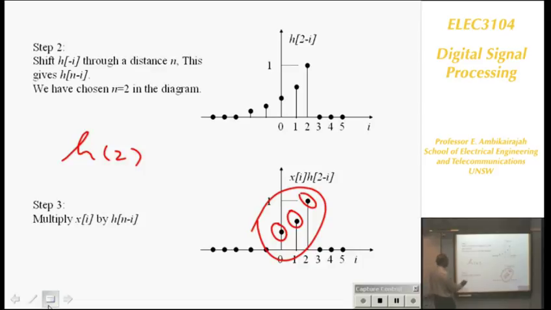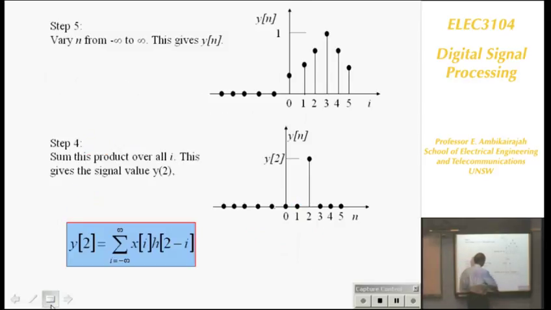If you want h3, what do you do? Same thing. You shift this by 3 and then multiply with the input and add them. So that is how the convolution is worked out. If you continue this, your output will look like this, the convolved output. I have just shown you one value; y2 is one value you will get.